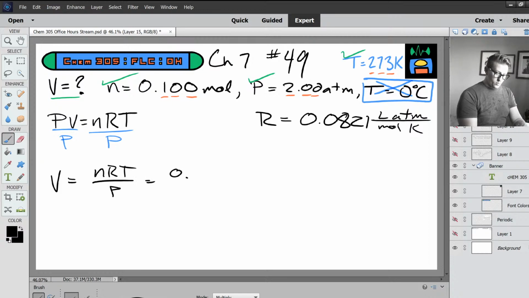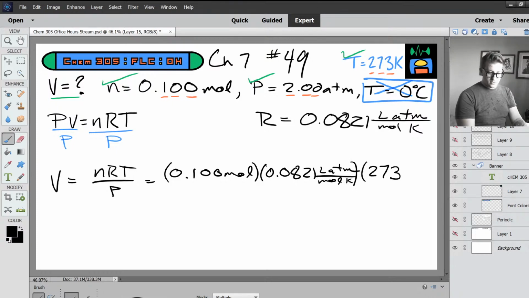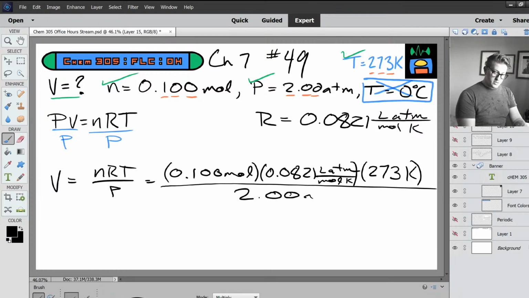We have 0.100 moles. We have our value for R, 0.0821 liter atmospheres per mole Kelvin. Our temperature, 273 Kelvin, all divided by our pressure of 2.00 atmospheres.